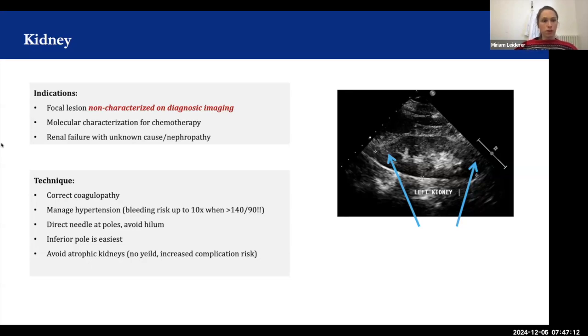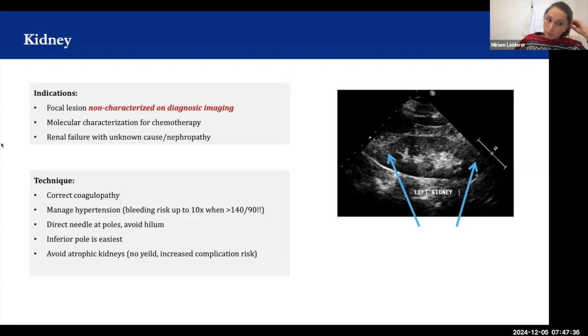Also, if you need molecular characterization for chemotherapy for a lesion that is known, then that might also make sense if there are no other lesions, like nodal disease or anything that's accessible. And for a non-targeted biopsy, the indication would be renal failure with an unknown cause, or nephropathy.